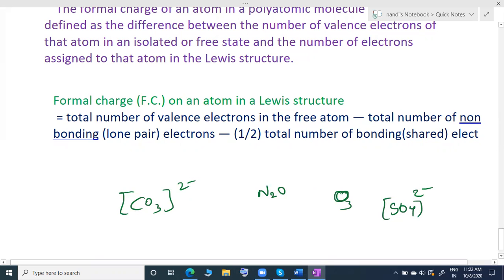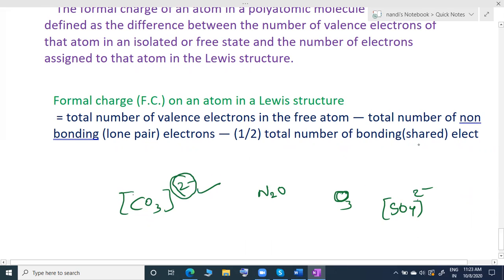By calculating formal charge, we can find out which atom contains charge. What is the formal charge basically? Formal charge means we calculate in the structure which atom contains positive and negative charge. For example, this negative charge is on carbon or oxygen, that we are going to calculate here. In SO4 2-, does sulfur or oxygen contain the 2 minus? That is what formal charge gives us.